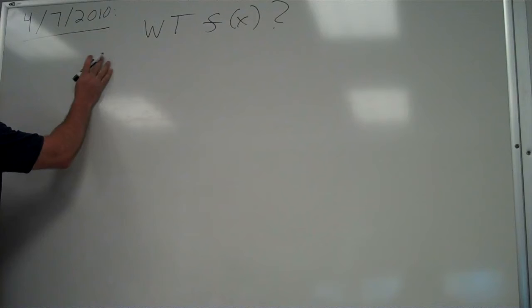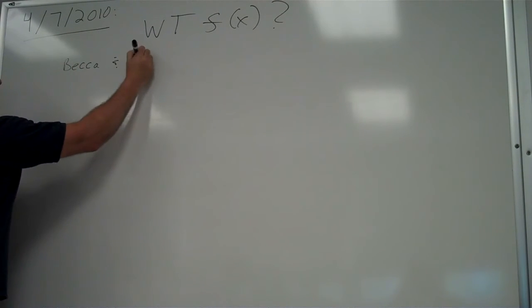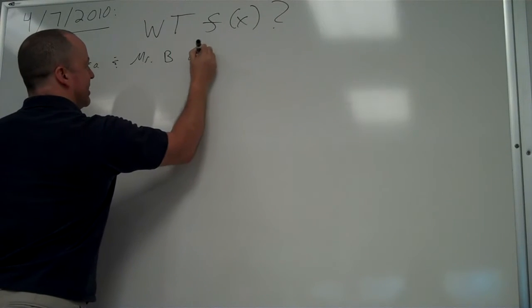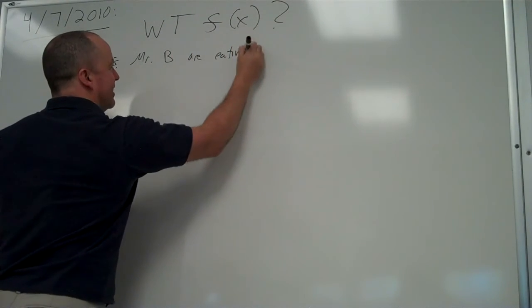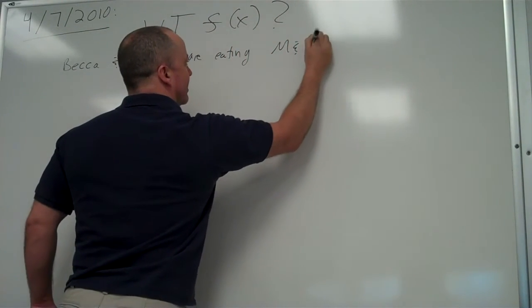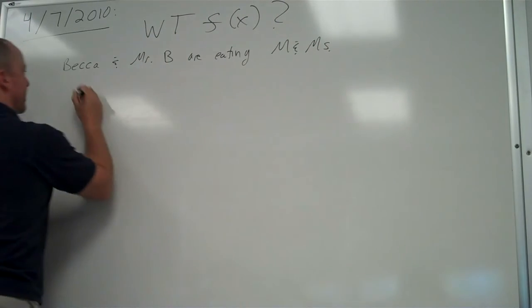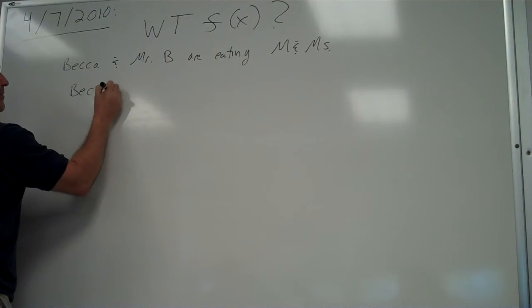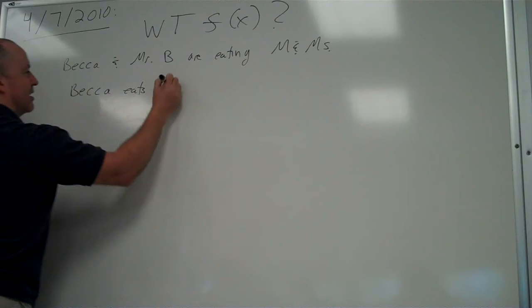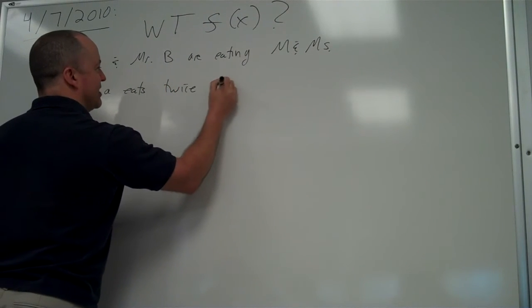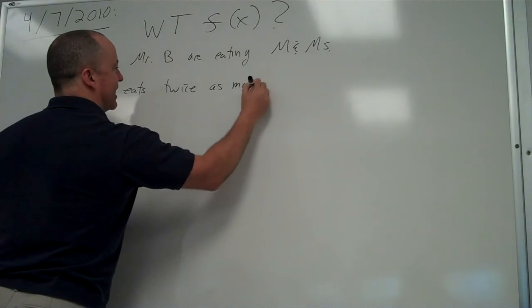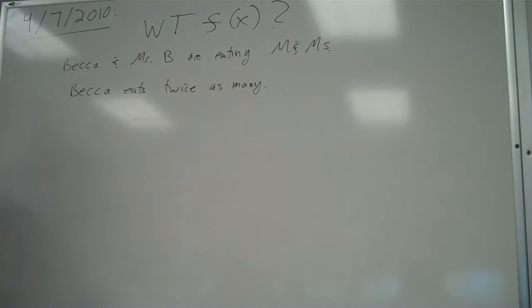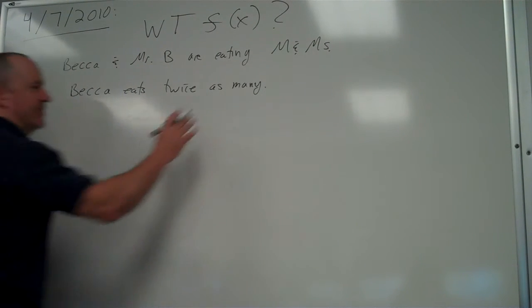Becca and I are eating M&Ms. Okay? So, should we write this down? Yes. Becca and Mr. B are eating M&Ms. No, it's graph people. Becca eats twice as many, no matter what. If I eat one, as Mr. B.